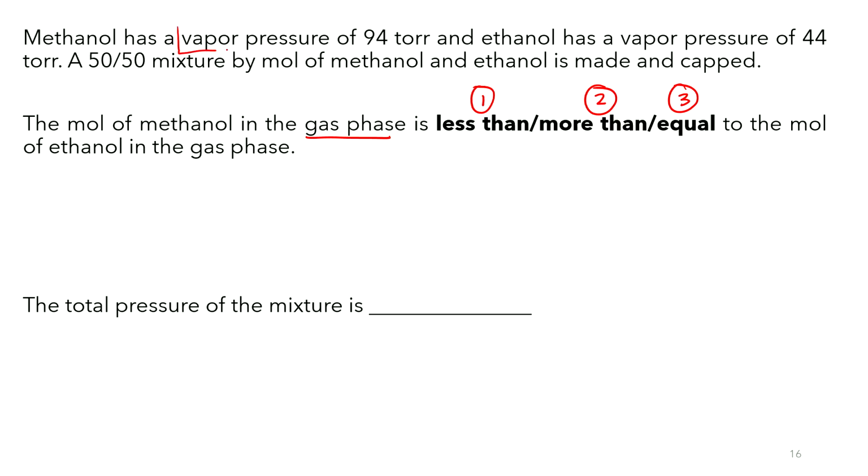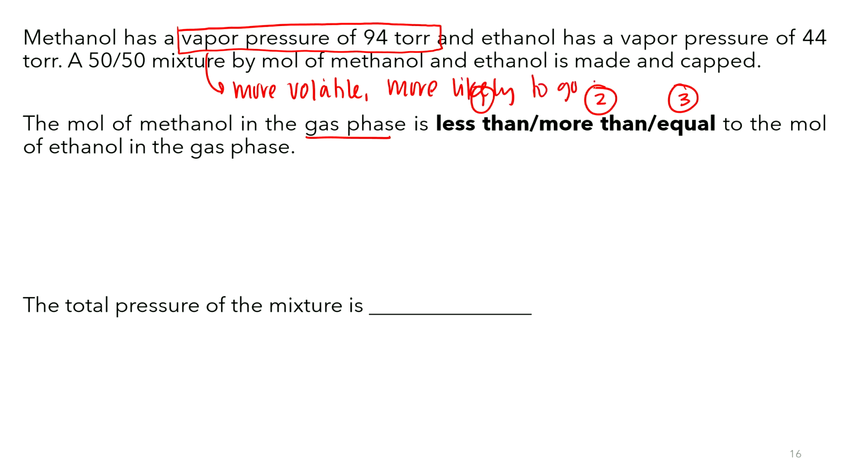Why? I read this and say methanol has a higher vapor pressure. It's more volatile, more likely to go into the gas phase. And since there's 50-50 of it in my cup, then I just need to know which one's more volatile. That one will go more. There will be more of it up in the gas phase. Okay, so even though they're equal in the liquid phase, I would expect more methanol in my vapor phase.